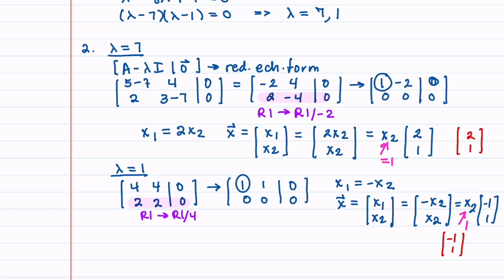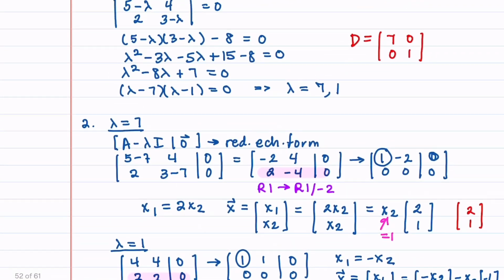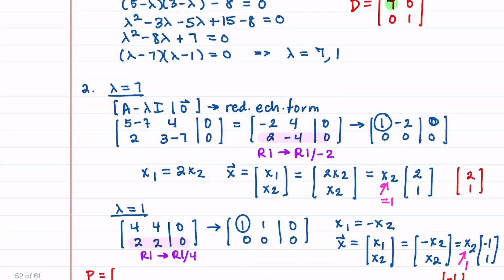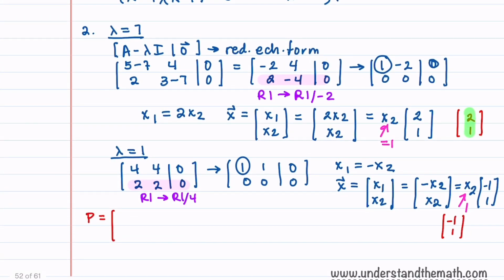Now we can go ahead and write down our P matrix. The only thing that we have to be really careful about is, let's go back up to D. Do you see that 7 is in our first column? That means the eigenvector corresponding to our eigenvalue of 7 also has to be in the first column. So that's this one right here, and we have to put that in our first column: 2, 1, and then the other one goes in our second column.